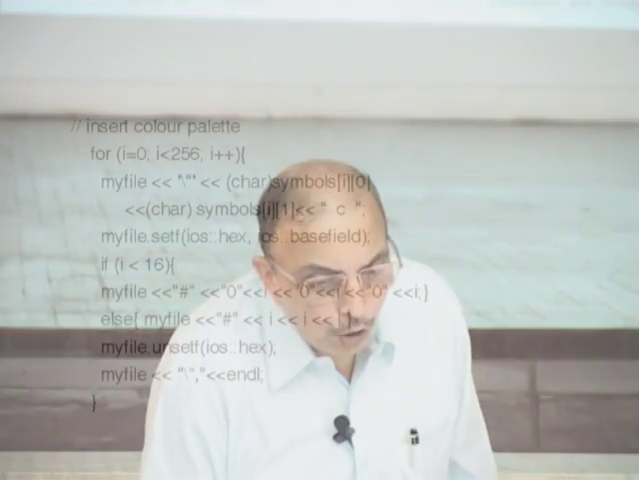That's it. But I need two characters. The second character should be 0. So it should be 0, 1, 0, 2, 0, 3, 0, F for the first 16 values. I can't force a 0 by any formatting conveniently. So notice what I am doing.